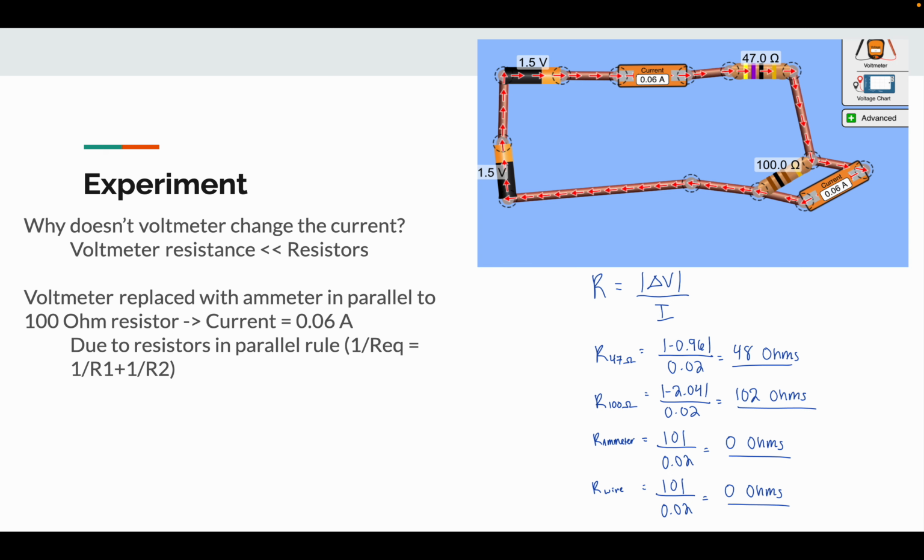The second part was figuring out the resistance of each of the parts of this ideal circuit. So for the 47 ohm resistor, I got 48 ohms as the resistance, and for the 100 ohm resistor, I got 102 ohms. And for the ammeter and the wire, it's 0 ohms because it is an ideal circuit. And the reason that the current is 0.06 is because of the resistors in parallel rule, which is 1 over R equals the sum of 1 over each R, which is shown here.